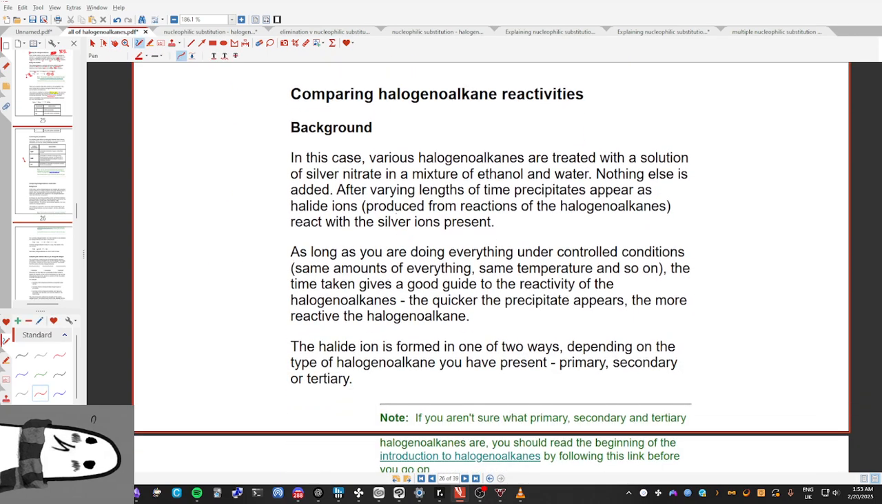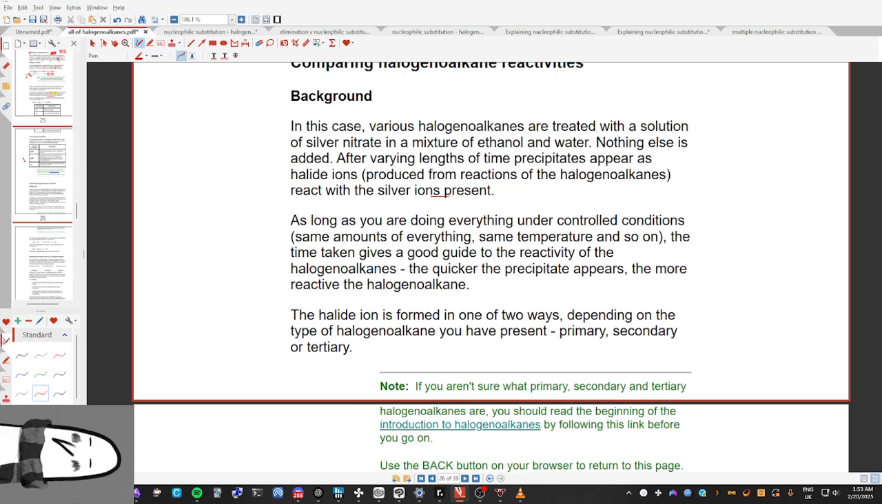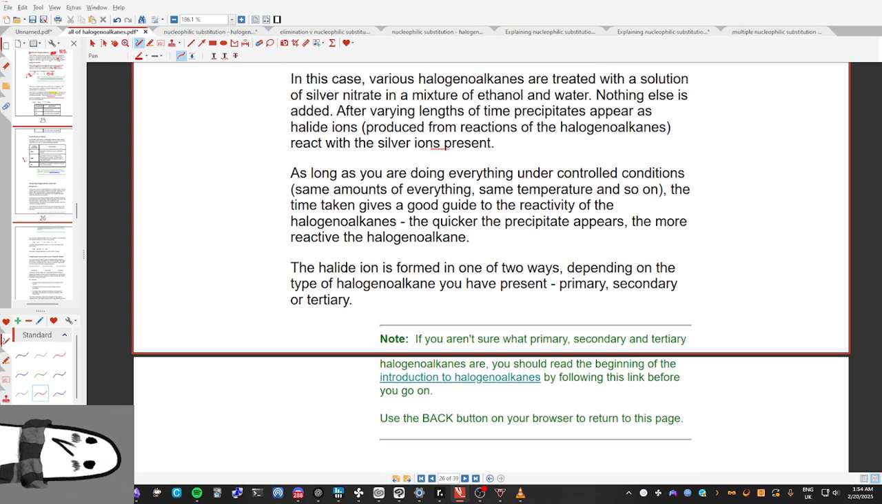Okay. So, halogenoalkane reactivities, background. In this case, various halogenoalkanes are treated with silver nitrate solution, nothing else is added. After varying lengths of time, precipitates appear as halide ions react with silver ions. As long as you're doing everything under controlled conditions, the time taken gives a good guide to the reactivity of the halogenoalkane. The quicker the precipitate appears, the more reactive the halogenoalkane. Now, the halide ion is formed in one of two ways, depending on the type of halogenoalkane present: primary, secondary, or tertiary.